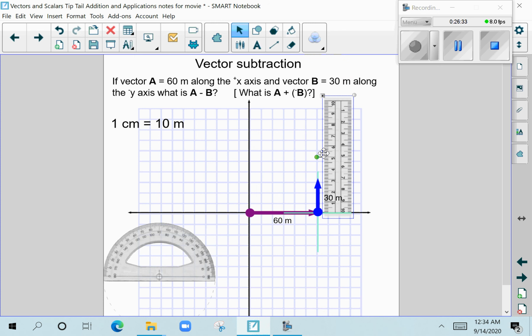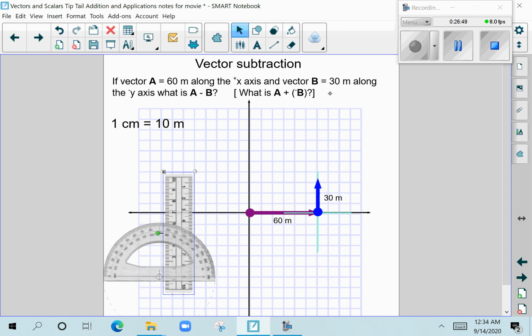But please notice, B was supposed to go along the negative y-axis. This is the opposite. The opposite of 3 along negative y is 3 along the positive y. Or I'm looking at my magnitudes here, another vector, I should say 30 along the negative y. The opposite is 30 along the positive y.